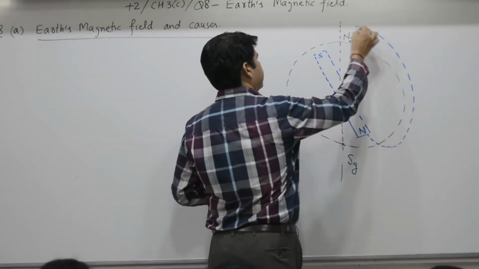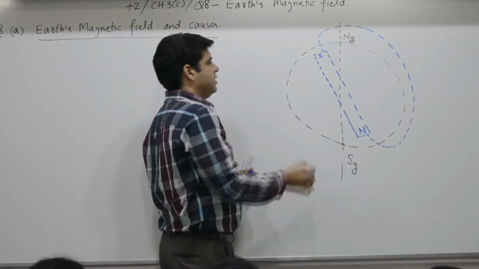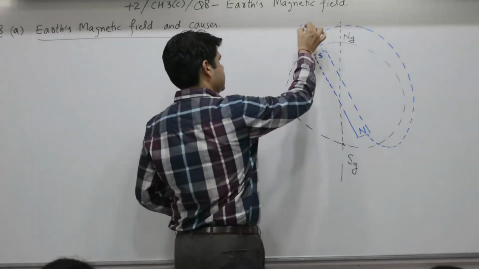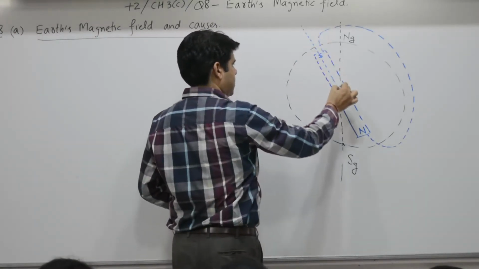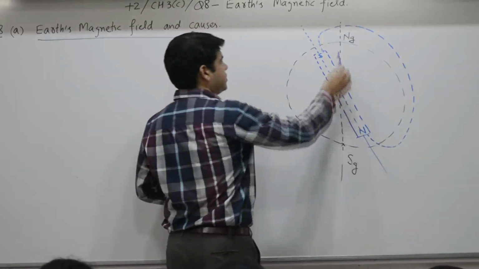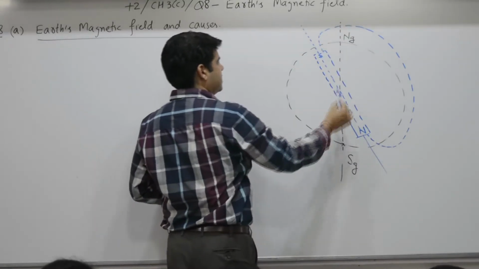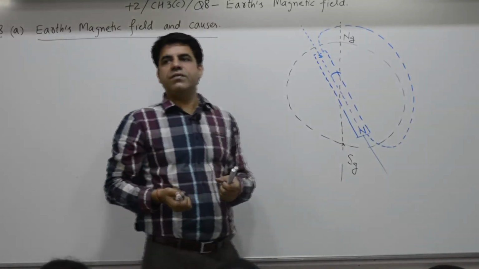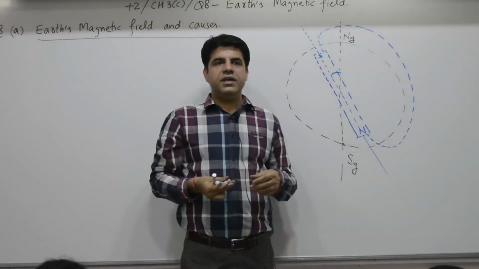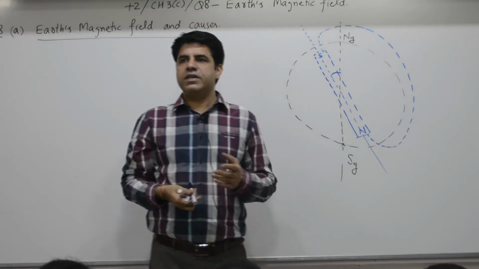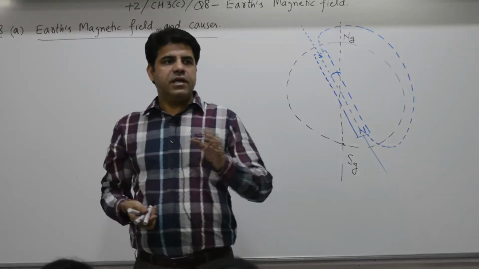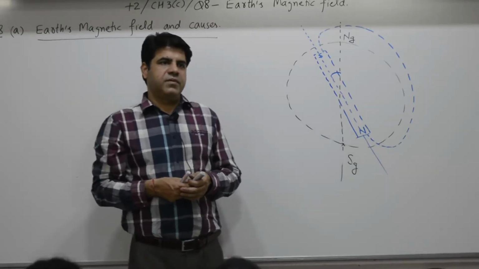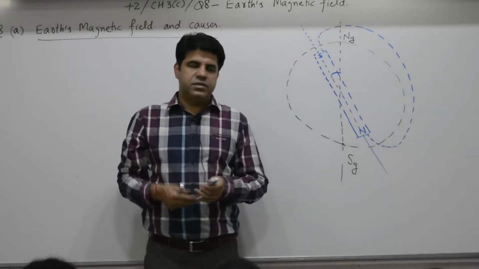And there is a magnetic field because of this magnet. This is the geographic axis, this is the magnetic axis, there is an angle between the two. This angle you will find different value in different books. 11 degree, 12 degree, 13 degree, 14 degree, 15 degree. Say of this order. Why a different answer in different books?